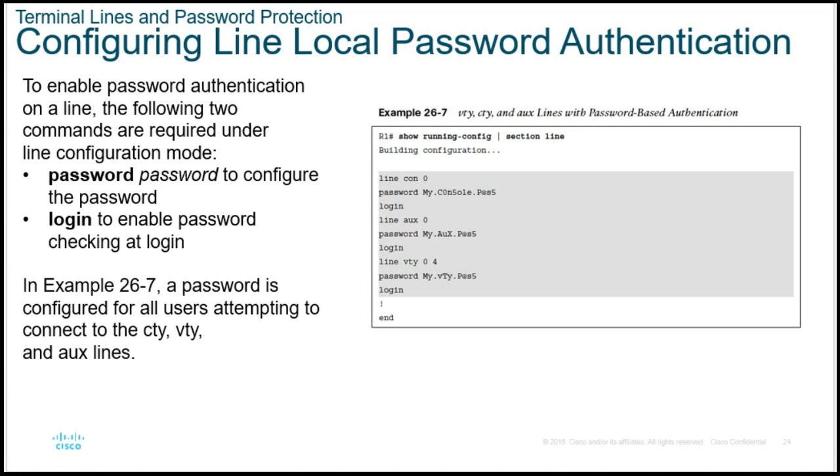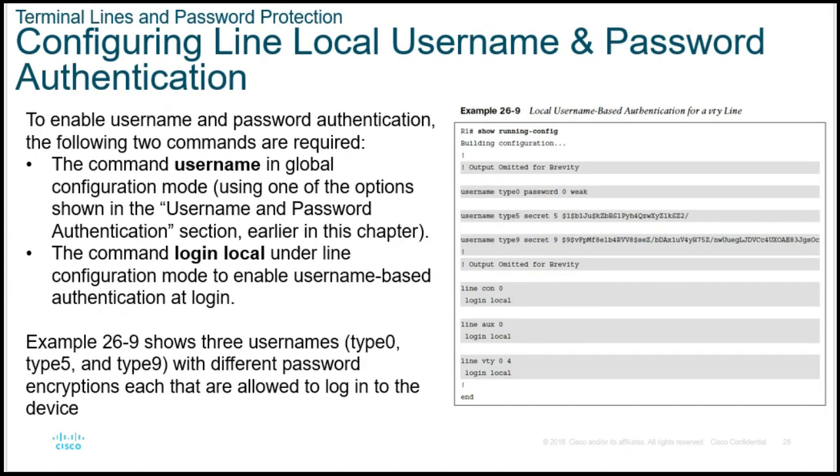This is how we configure on a line for the password. So basically, we state which line that we are configuring. For example, line console, the auxiliary, or the virtual terminal. And then we set a password to that physical line. So we need to use the keyword login to make sure that this password check-in is available at the respective lines.